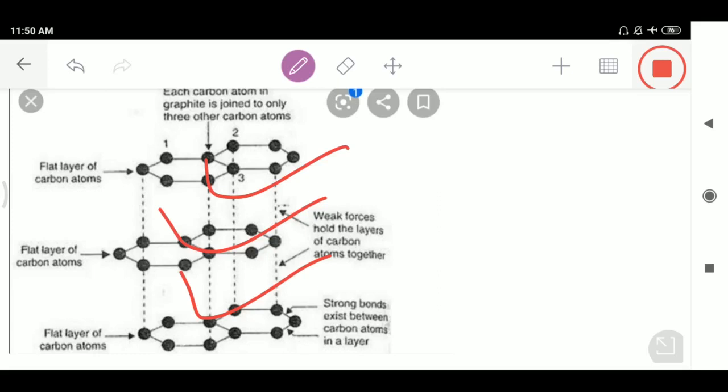And one more thing I would like to add here, which I discussed with you people, that graphite is actually a good conductor of heat and electricity, because only three valencies are used or taking part in the bond formation. The fourth valency of each carbon atom is free to move due to the presence of the free electrons. Graphite crystal conducts electricity.